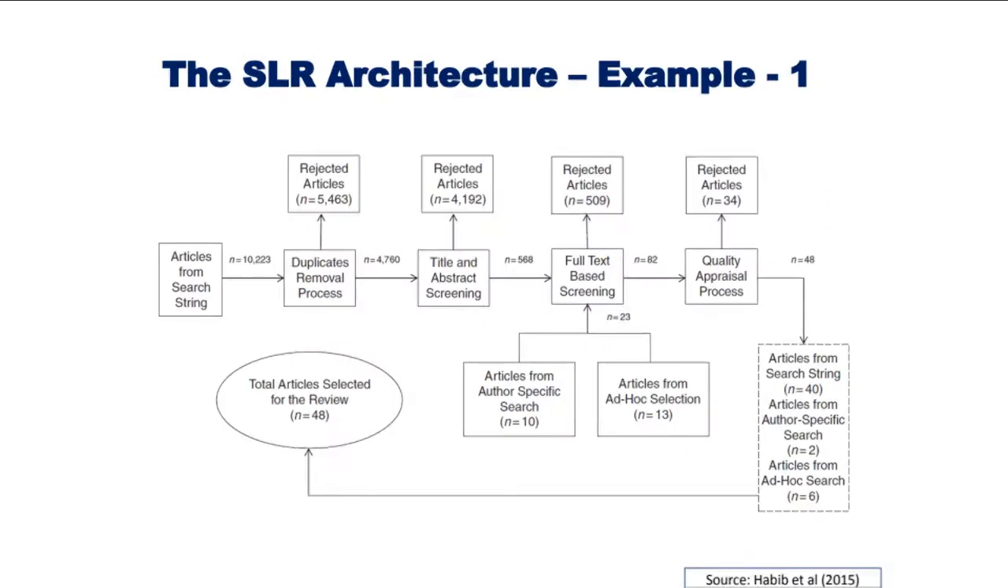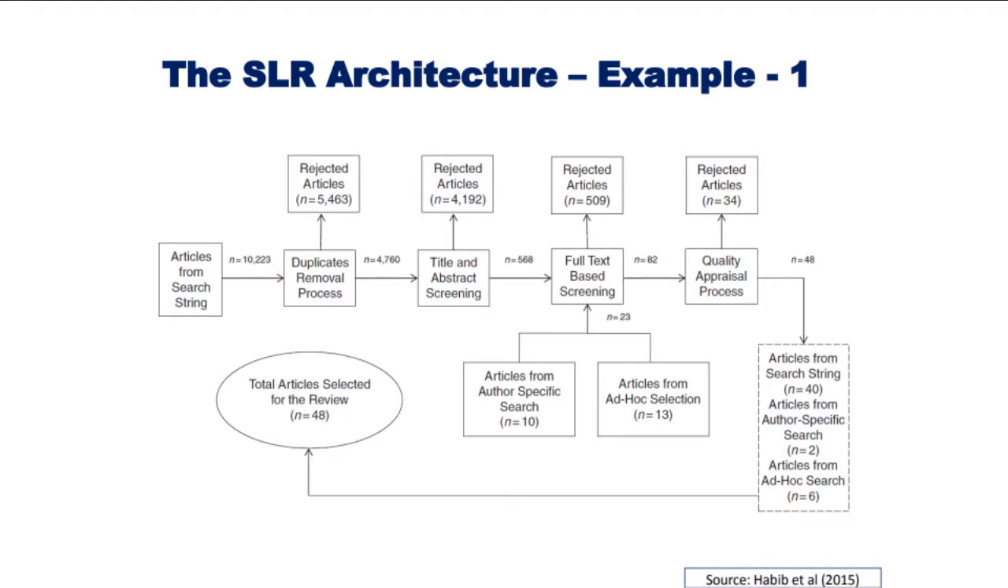As I mentioned earlier, you can also learn NVivo, which is software for doing thematic analysis. I normally suggest this architecture, which I have used multiple times and which is very simple to follow. Neat and clean. You start by saying articles from search strings: we started with 10,223 articles. The first stage is to remove the duplicates. 5,463 articles were removed as duplicates, leaving 4,760 articles. Then we did the title and abstract screening, and were left with 568 articles.